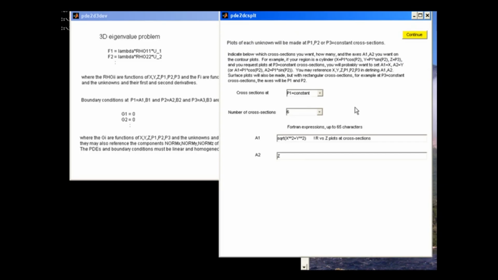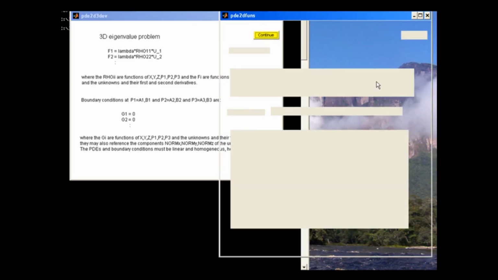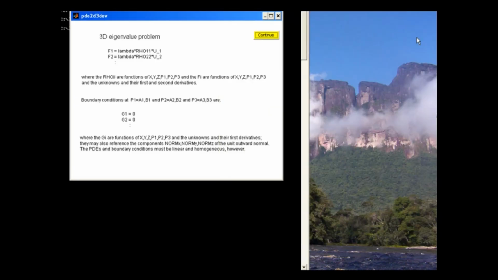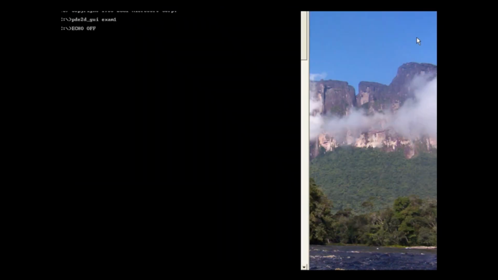The GUI will normally decide what output to give you. The interactive driver will give you a lot more output options, but here we have to define what cross-sections we want. PDE2D gives you all the flexibility of Fortran. For example, any PDE or boundary condition coefficient can be defined using a Fortran function, and the function can be defined separately. A function could go read a file and interpolate, for example. And we're done.